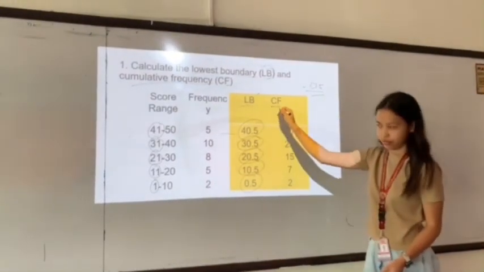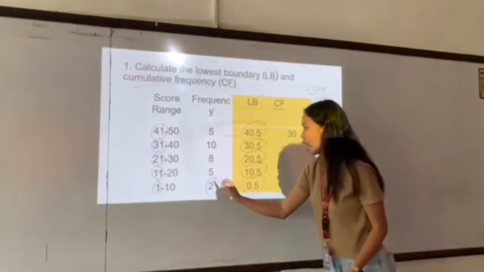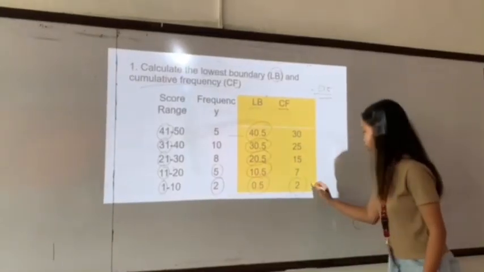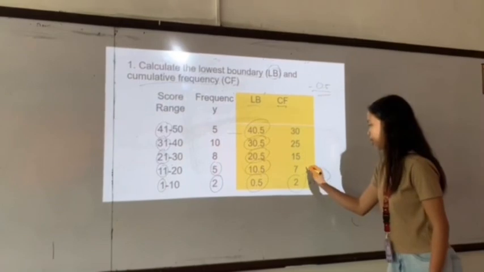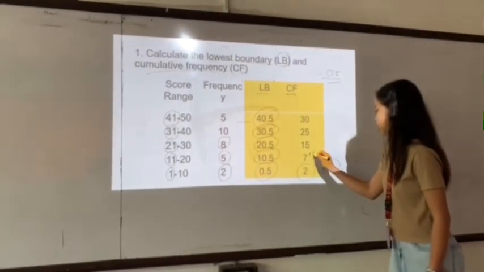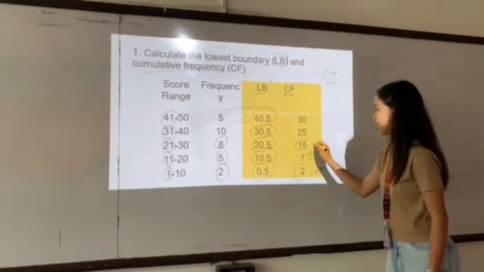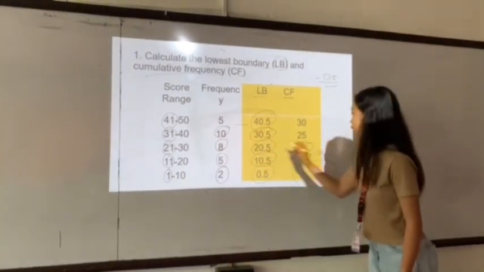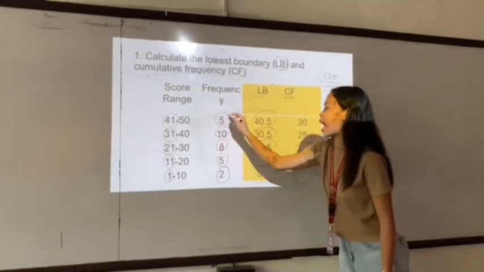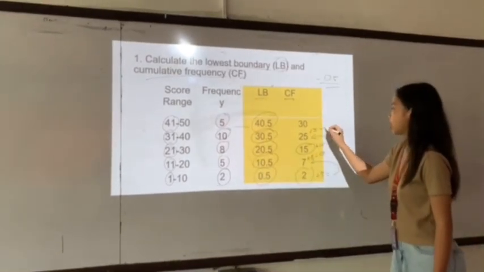Next is the CF. To get the CF, first you copy the first frequency and put it in here. Then add 2 to get the 7. 7 add 8 to get the 15. 15 add 10 to get the 25. 25 add 5 to get the 30.